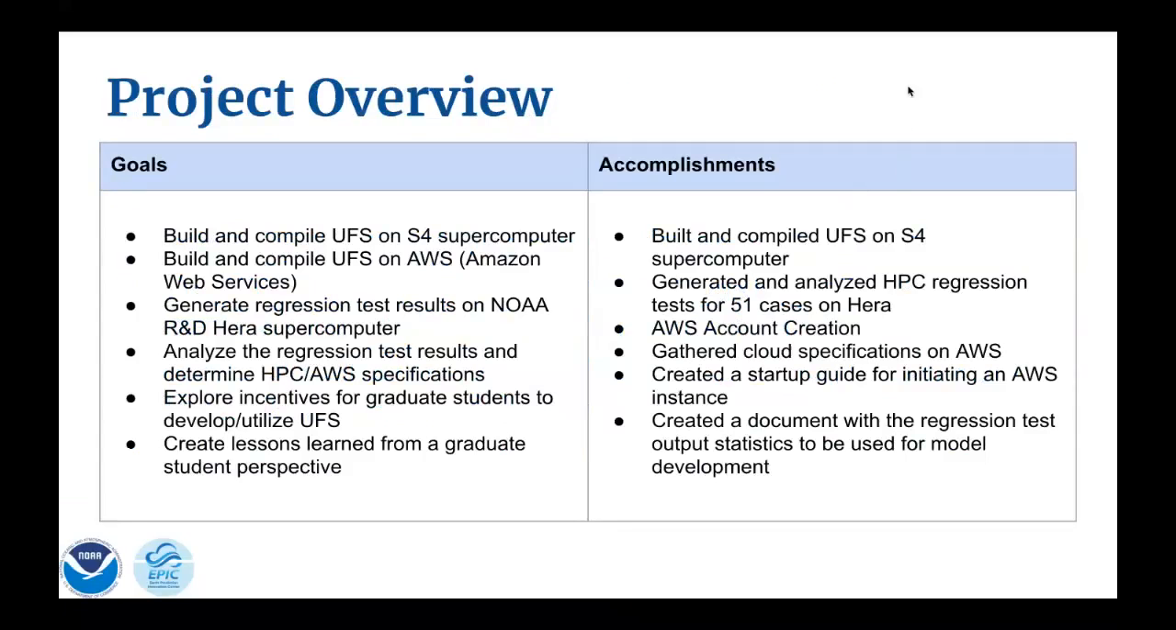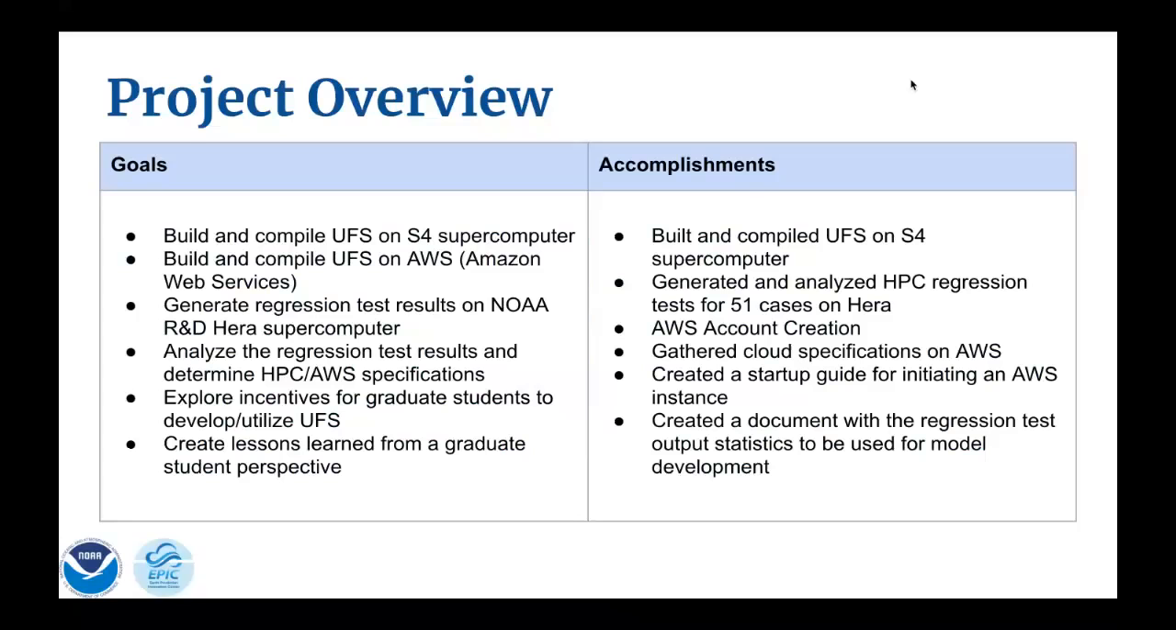And so just a project overview. Some of the goals were to build and compile the UFS on the S4 supercomputer, build and compile the UFS on Amazon Web Services, generate some regression tests so we can get a benchmark for how the UFS is going to perform on each of these 2 systems, S4 and AWS. And from there, analyze those regression tests and then explore incentives for graduate students to develop using AWS, but also think about how other people in the model development community can get involved as well.